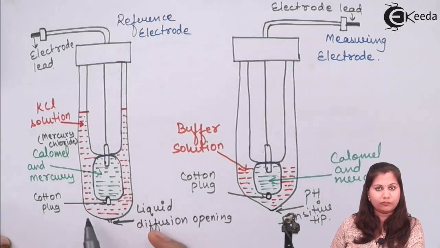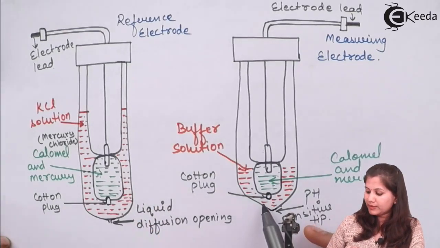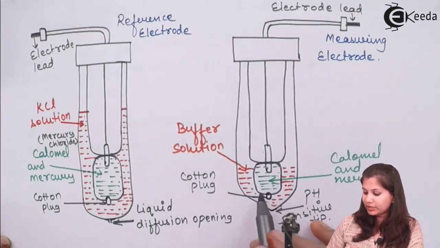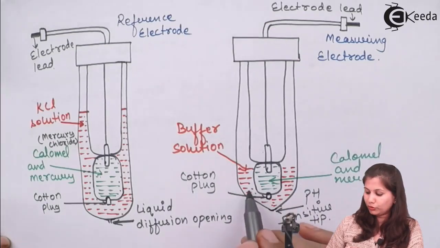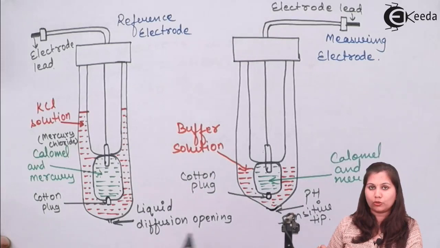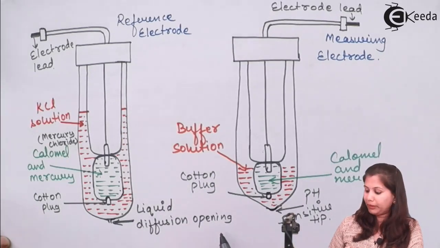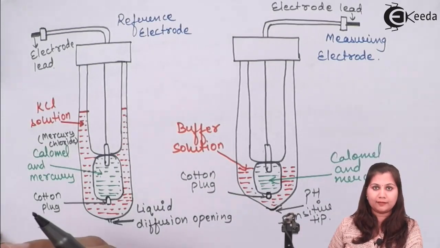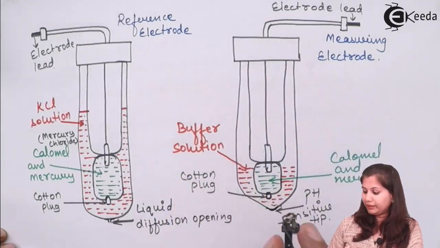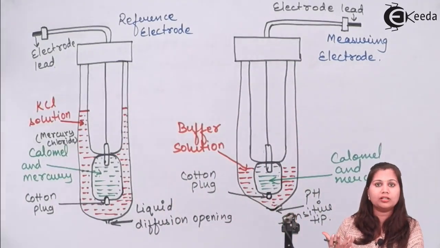So here a constant voltage is generated, because this buffer solution in calomel and mercury cannot come out of it, so only they are in contact with each other. And this tip, because it has no opening here, will not act as a diffusion opening, but it will act as a pH sensitive tip. So the voltage which is generated will depend upon the pH of the solution.